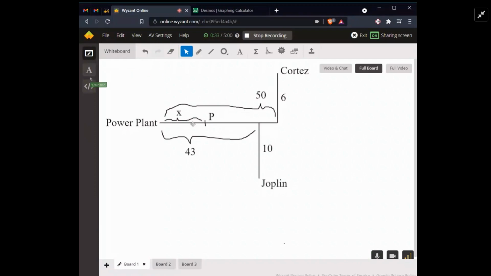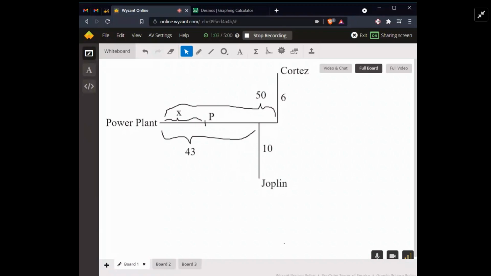For the town of Joplin, it is 43 miles east of that same power plant, and then 10 miles to the south of that freeway. And what they're trying to do is place a single junction station that would connect to both Cortez as well as Joplin to supply power to both of those. And this junction city will be along the freeway that connects both of these towns.